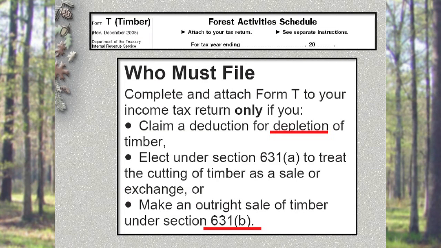I mentioned Form T, and we will get into this later, but basically any business that wants to claim a depletion on their timber, a deduction against their income taxes, or makes a timber sale of any kind. That's what a 631(b) timber sale is, a business selling timber. These are the people that need to file Form T.